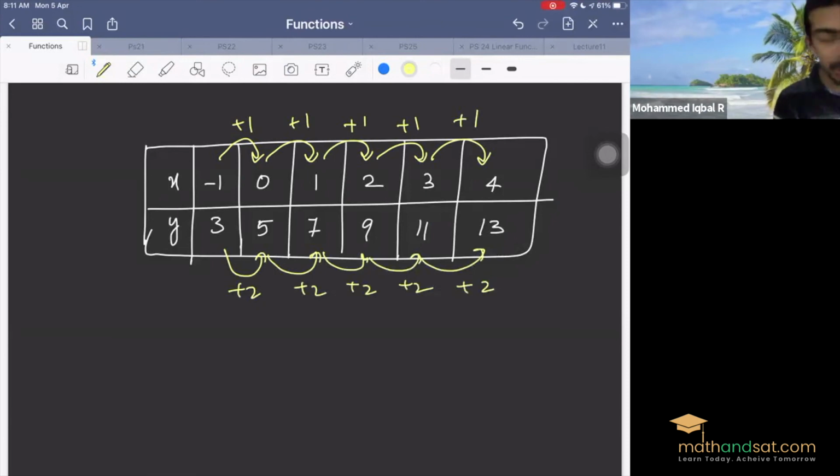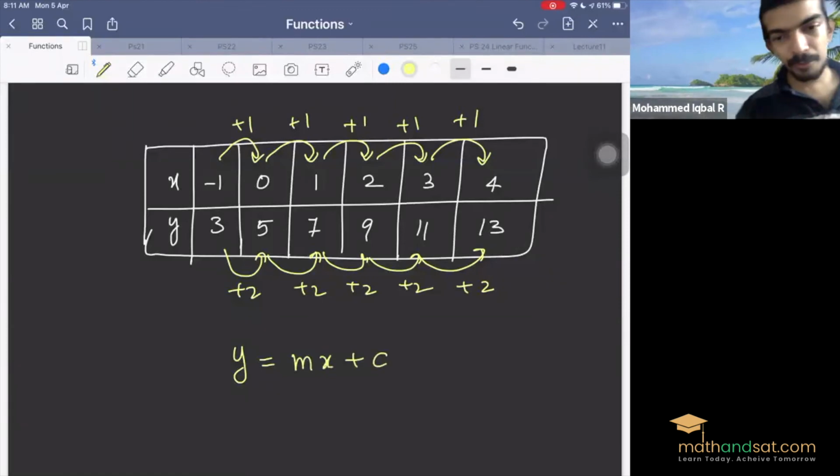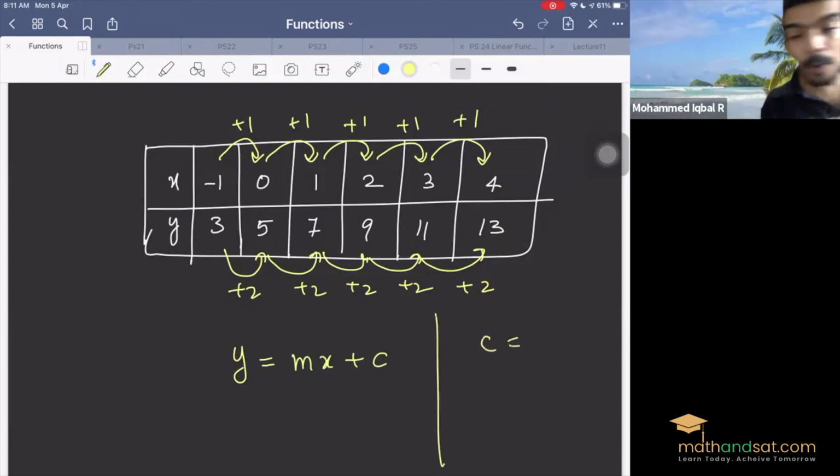Now, what is the logic? Your linear expression will always be in the form y is equal to mx plus c. Your c value is the output when input is 0. Right? So c value is nothing but, check, input is 0, the output is 5. Your c value is nothing but 5. Got it?